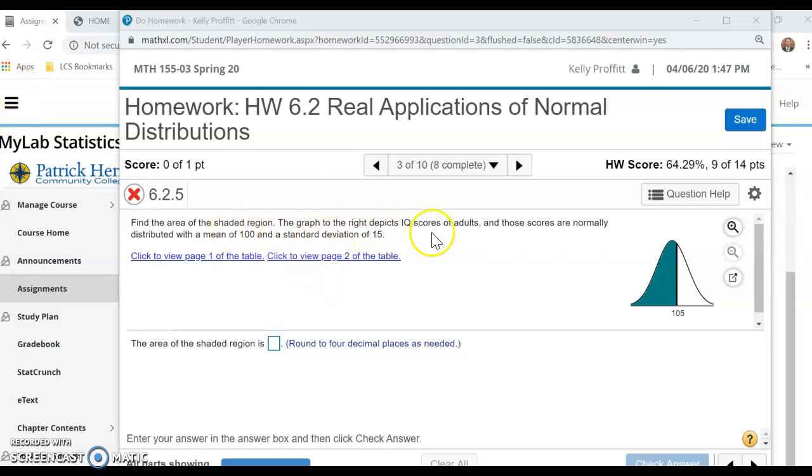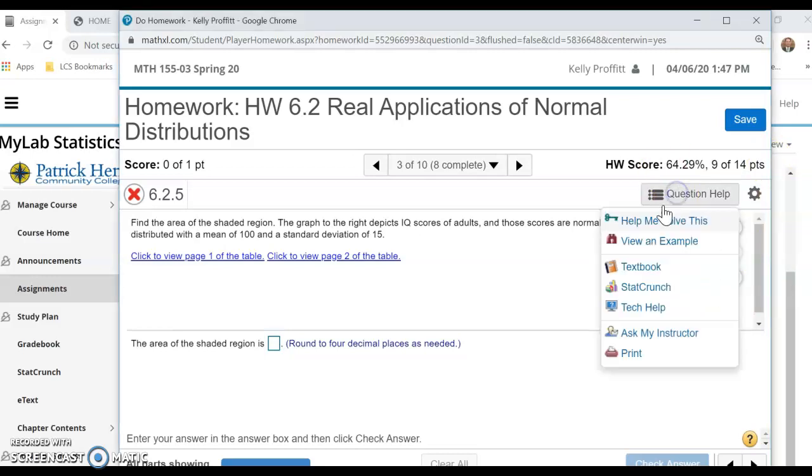The graph to the right depicts IQ scores of adults, and those scores are normally distributed with a mean of 100 and a standard deviation of 15. They want you to find the area to the left of an IQ score of 105. In other words, they want to figure out this green area, the probability that the IQ score would fall below 105. Okay, so you're going to do this very similar to what you did in section 6.1.